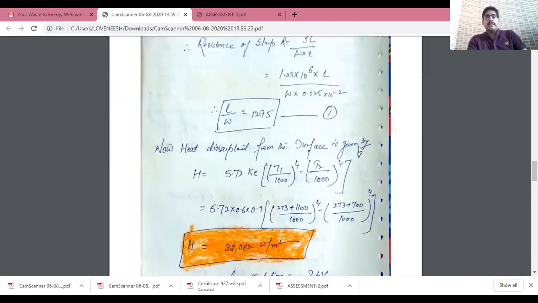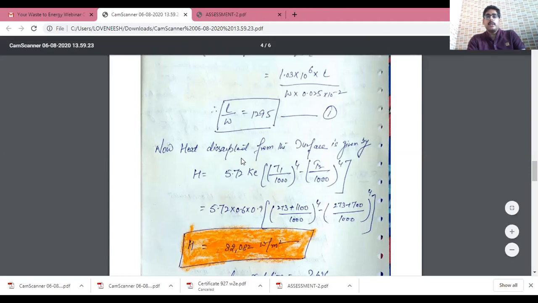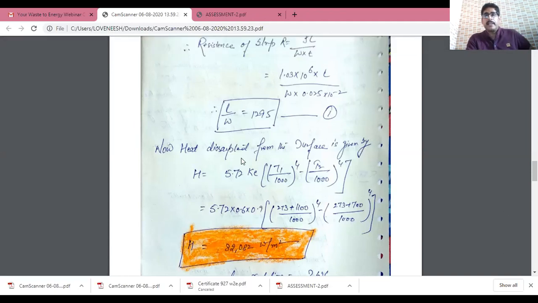We know that in case of heat dissipation from the surface, the same formula that I discussed with you previously, that is H is equal to 5.72 into e into T1 upon 1000 to the power 4 minus T2 upon 1000 to the power 4. So I can substitute these values. Here we have 5.72 into efficiency into emissivity. The initial temperature will be 1100 plus 273 minus the charge temperature 700 plus 273, upon 1000. So you can get a value 82,082. This is the same formula that I discussed previously.